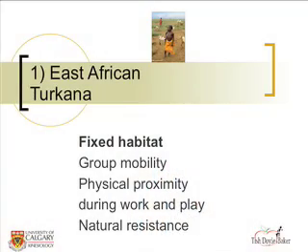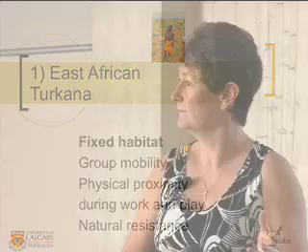So let's talk about fixed habitats. This is a nomadic tribe. They have group mobility, so they move as a group through the savanna. Their physical proximity during work and play is within the group that they move. So they work and play together. They have natural resistance to the diseases that are within the mobility pattern that they're in. And because they have a group of individuals that's fixed, their natural immunity is within that group. Their health problems then are culturally specific, and they learn to deal with those health problems.